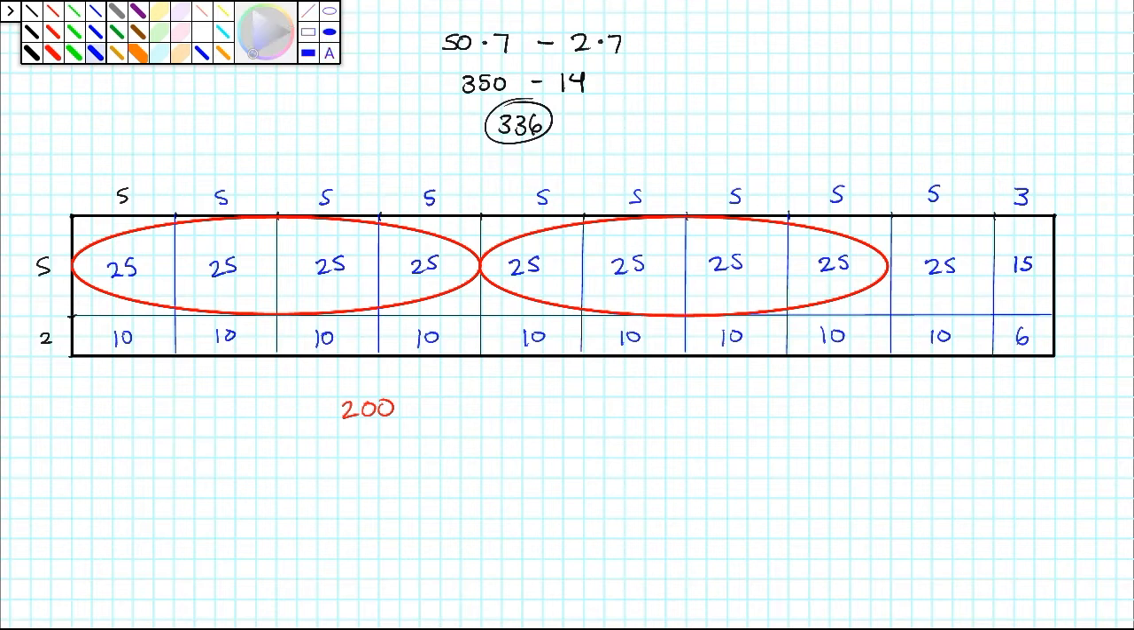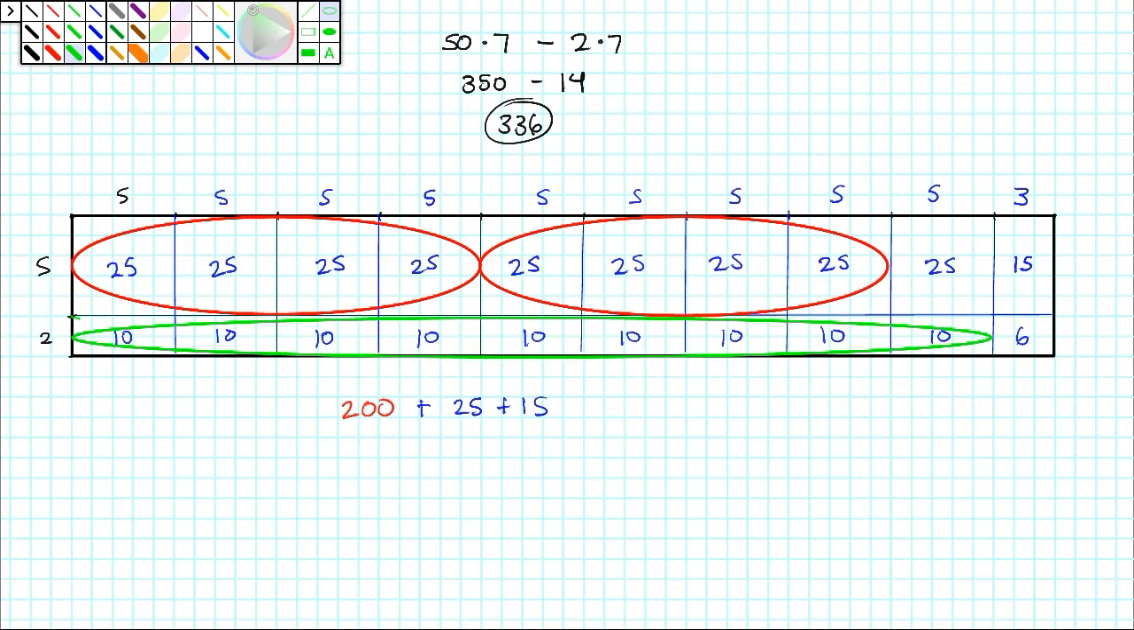And then there's 25 and 15. And then, how many of these? There's 9 of them, right? So 9 tens is 90. And finally, we have plus 6.